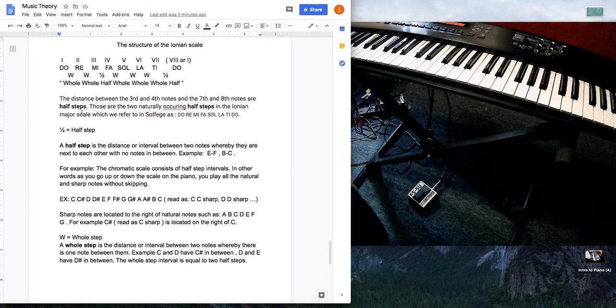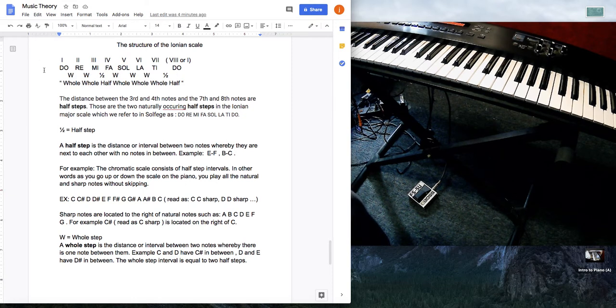Okay, so this tutorial is about the structure of the Ionian major scale. So the Ionian scale, written Ionian, as you know, a scale is a succession of notes, one note after the other. That's what you call a scale.